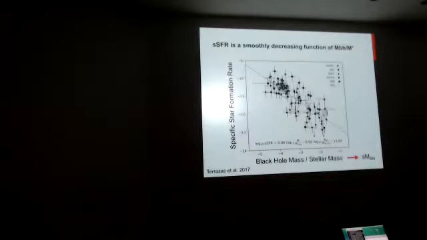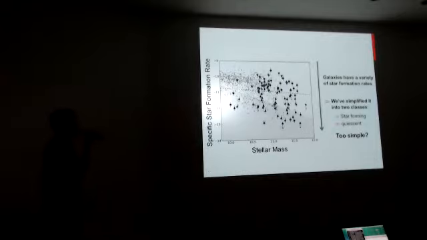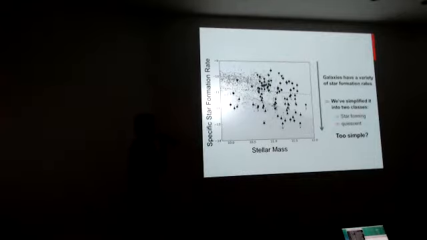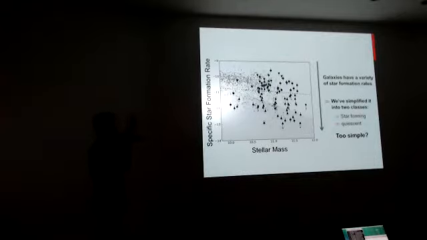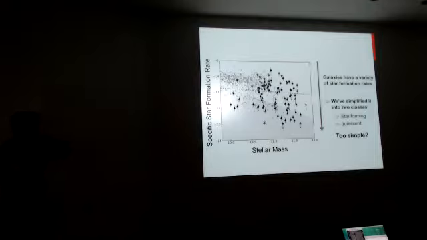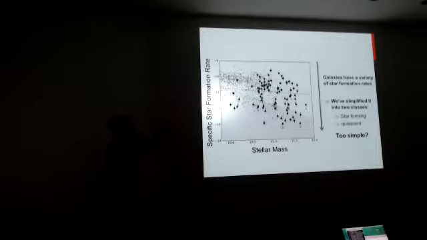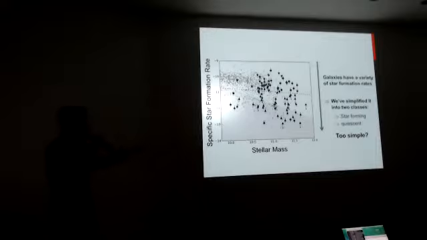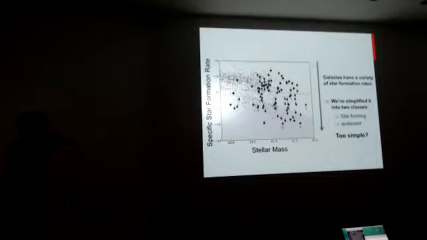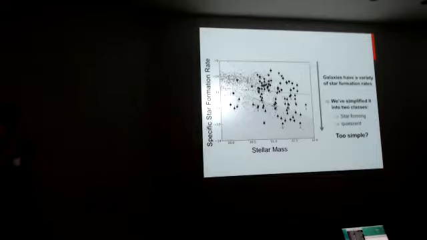But in actuality, our star formation rates run throughout the whole range of specific star formation rates. So labeling one as star forming versus quiescent, in this middle range especially, may be too simplistic. And so we really want to look at the specific star formation rate and how it varies with black hole mass and stellar mass.